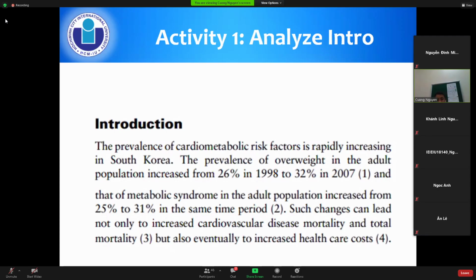So they cite four sources of information from four scholars, right? And in this case, they use the term mortality, disease mortality, or mortality rate. Mortality means death, but death is a common word, and mortality is a technical word, a medical term. It is more accurate than death, and that's why they use mortality.